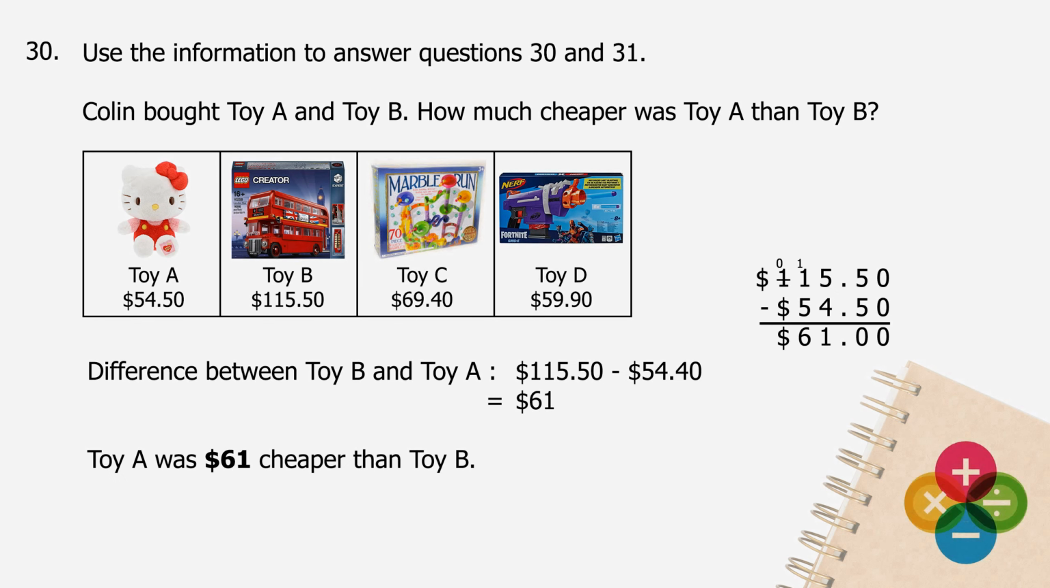The difference between toy B and toy A will be: subtract $54.40 from $115.50, and the difference is $61.10. Toy A was $61.10 cheaper than toy B.